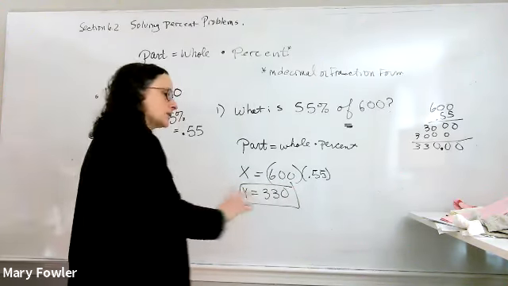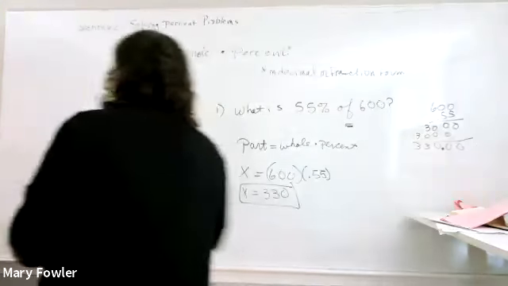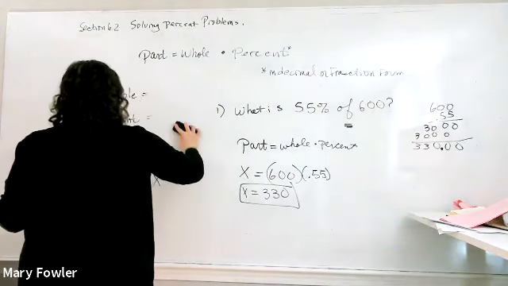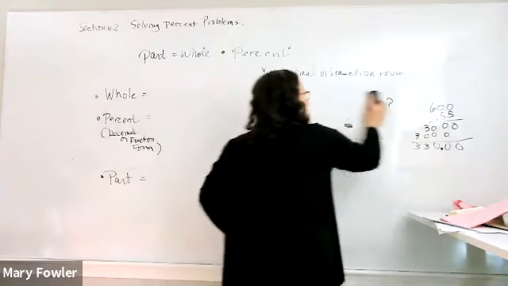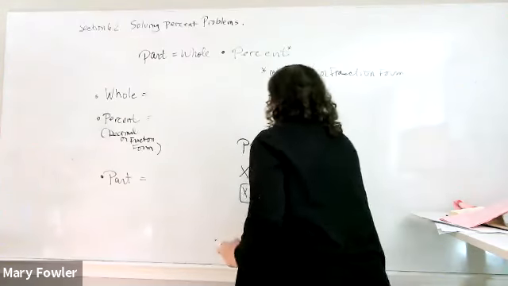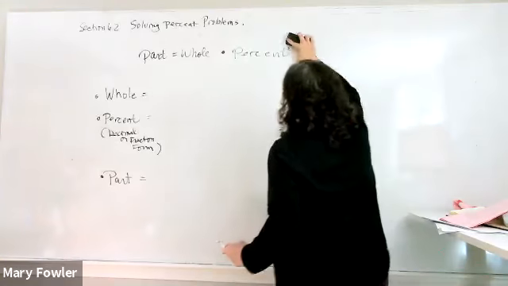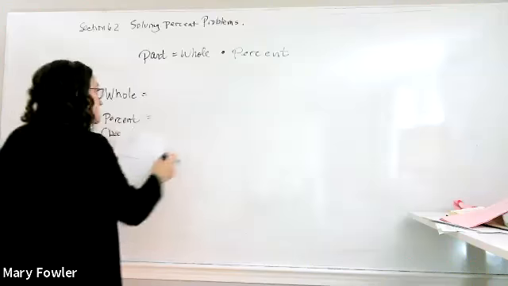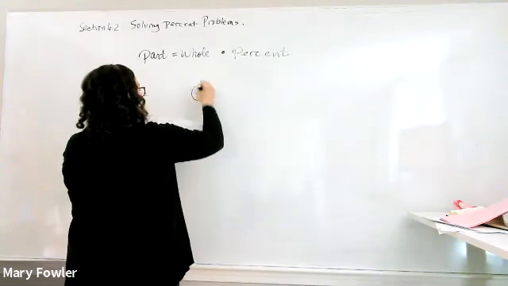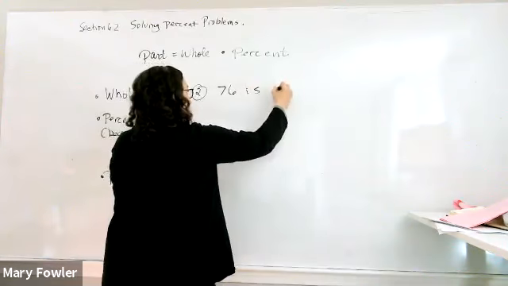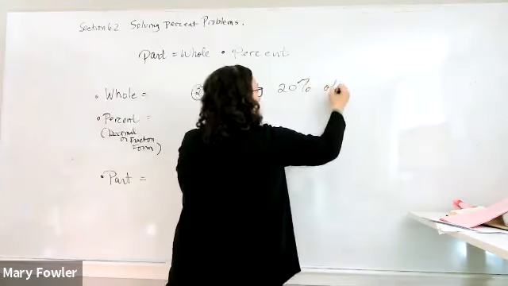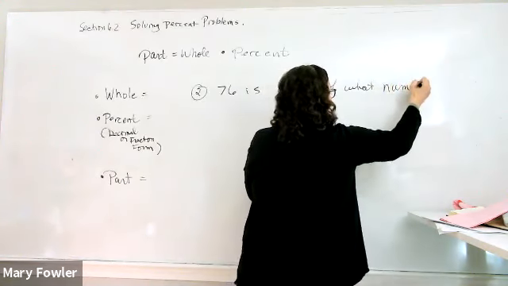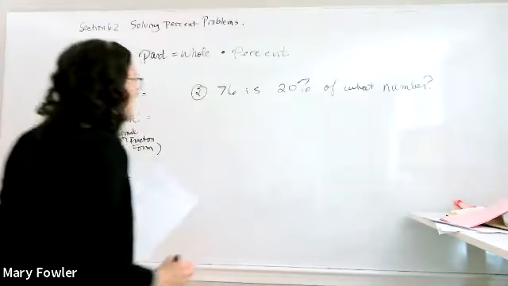Okay, I'm going to move on, erase the board and go on to number 2. We're going to do 1, 2, and 3 together. And then you guys will get a chance to do some on your own. Just keep it a little clean. Number 2: 76 is 20% of what number?